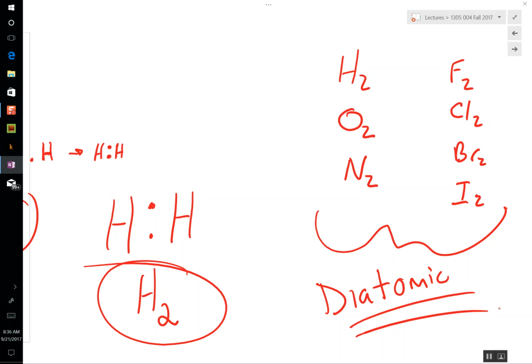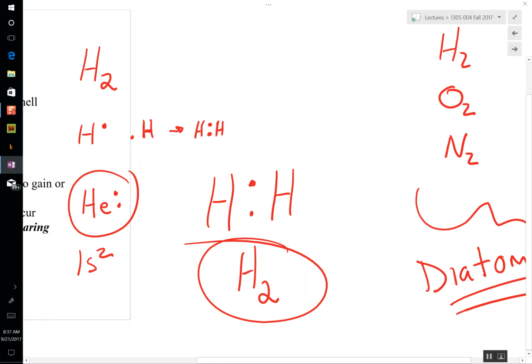Why do they share the electron? They have the same attraction for electrons. They're identical atoms in the molecule. Both atoms in the molecule here are identical, so they don't transfer an electron from one atom to the other. They share their electrons in a pure covalent bond.